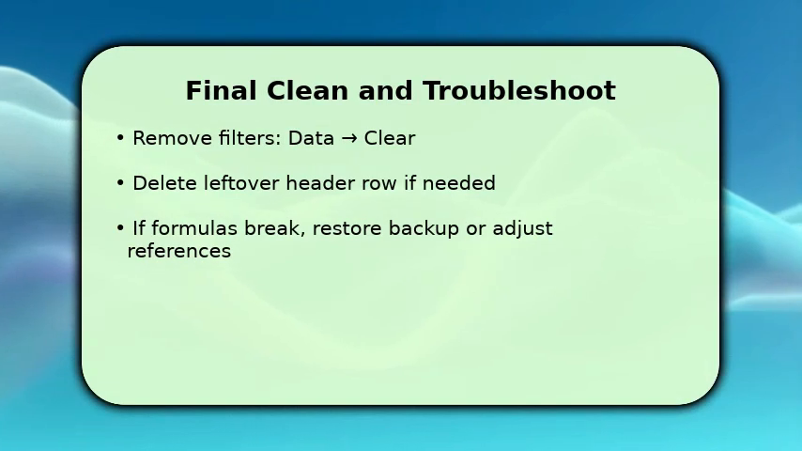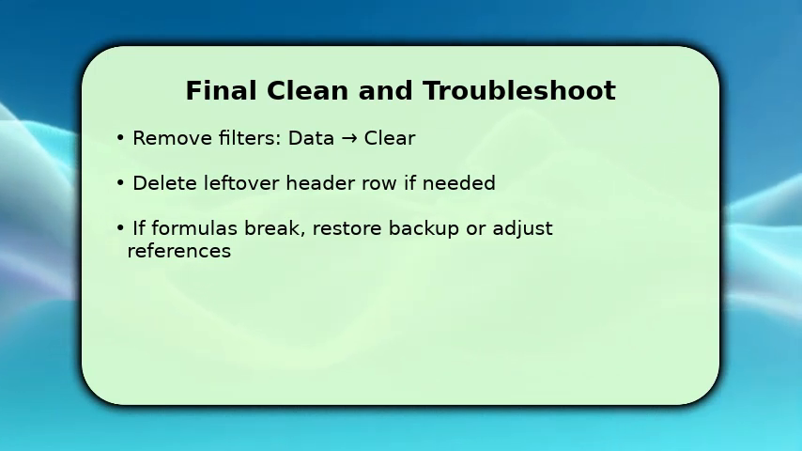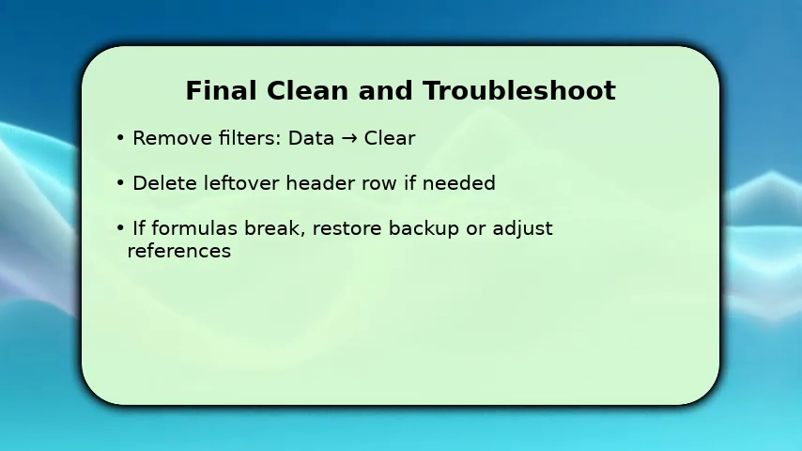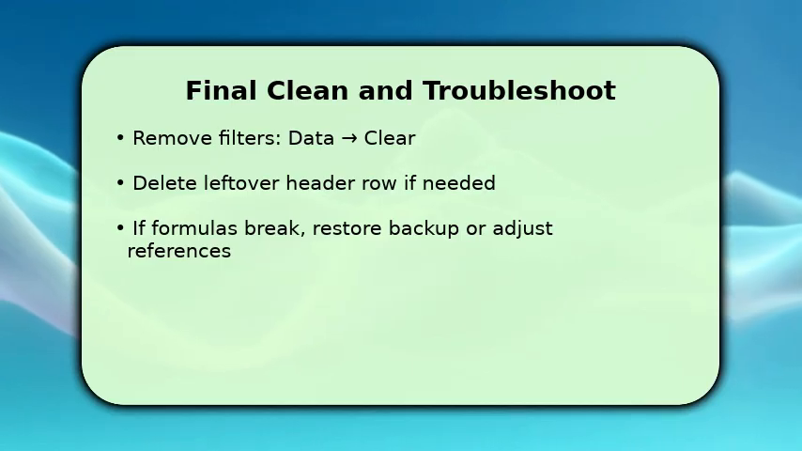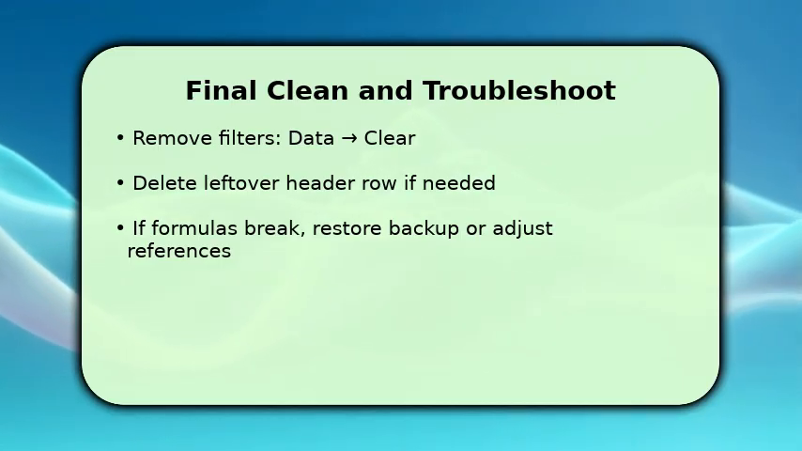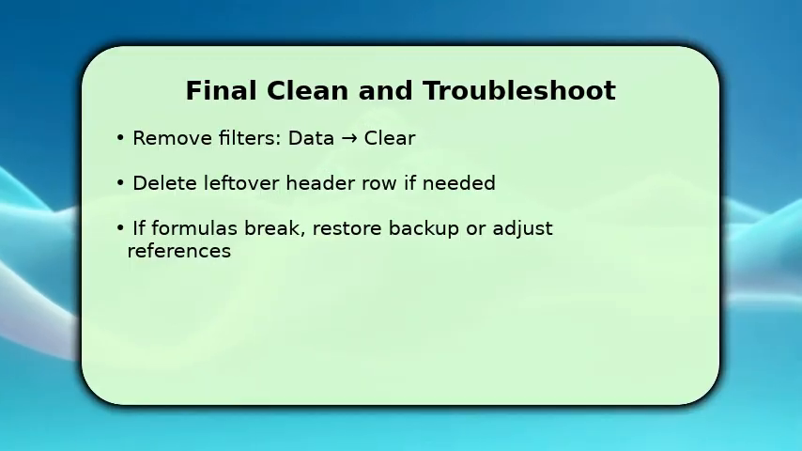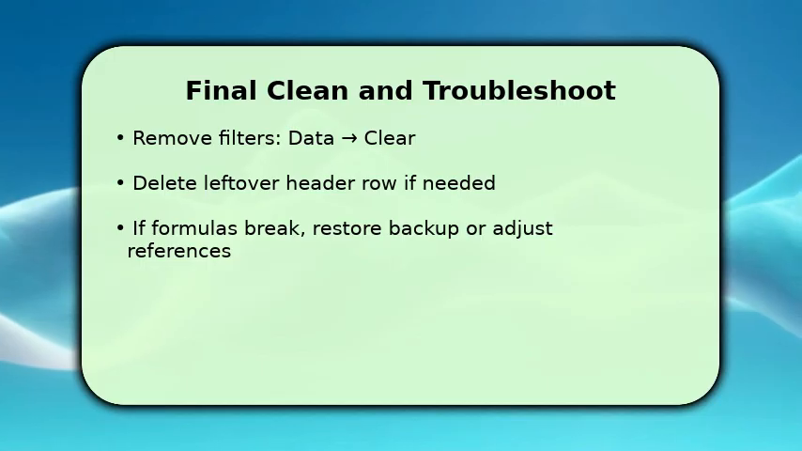Finish by clearing any remaining filters and checking headers. Go to Data and Clear to remove filter arrows, and delete a redundant header row only if it is a duplicate of column labels. Then inspect formulas that reference the table. Structured references will have converted to cell ranges, and you may need to update names.